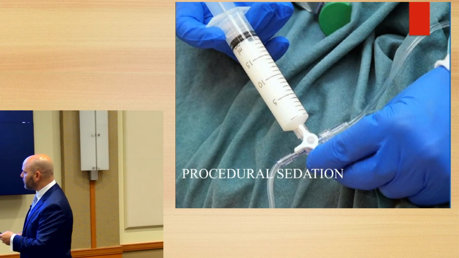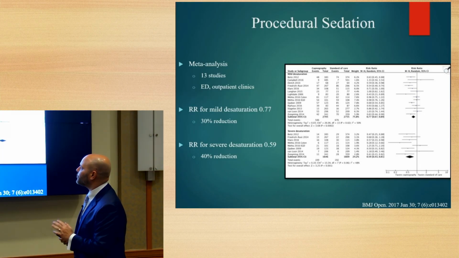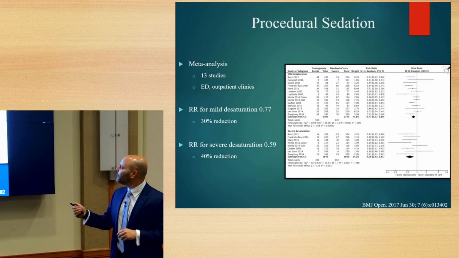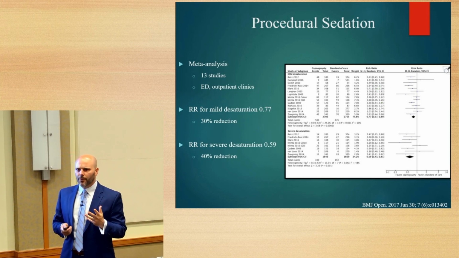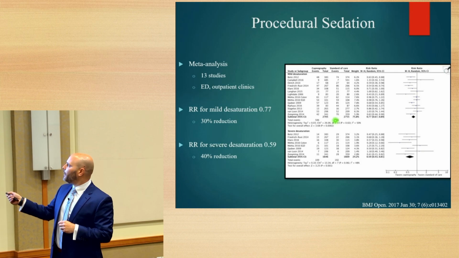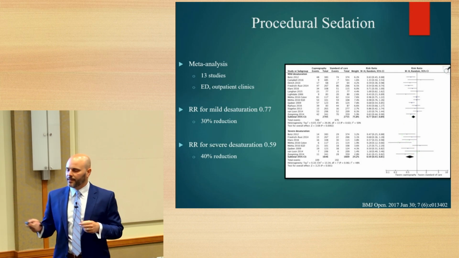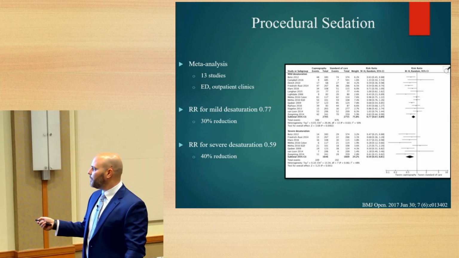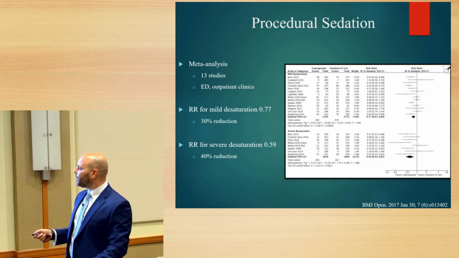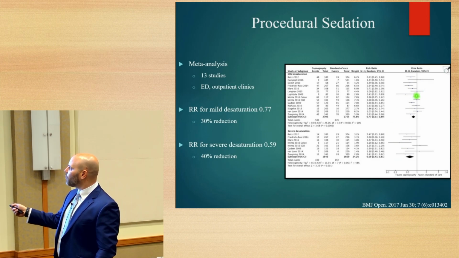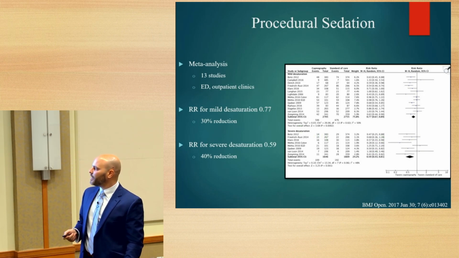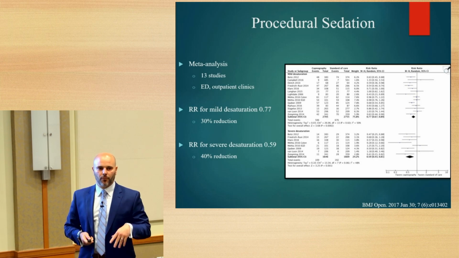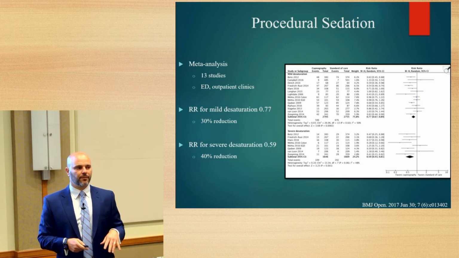So this actually bears out in the literature, where there was a meta-analysis, 13 studies, I think it was over 1,000 patients. And here is the forest plot of mild hypoxia and desaturation, less than 90%, and then severe desaturation, less than 85%. Both trended towards using capnography with a risk ratio of 0.77 and 0.6, about a 30 and 40% reduction respectively for both of those.